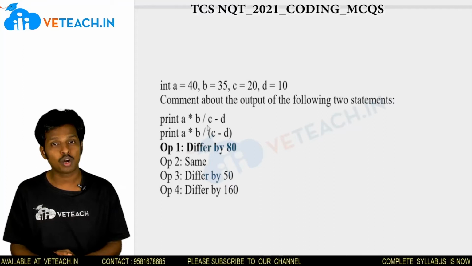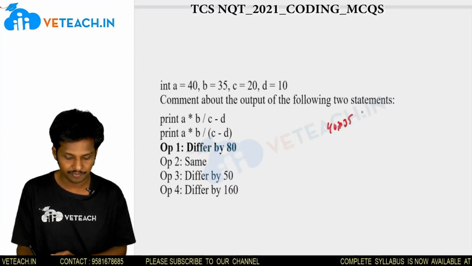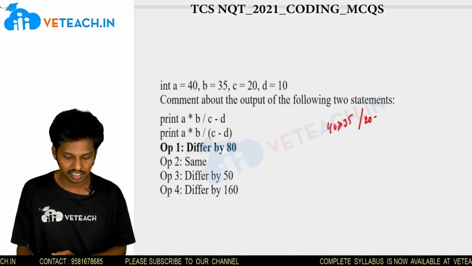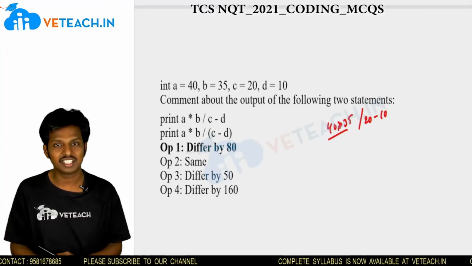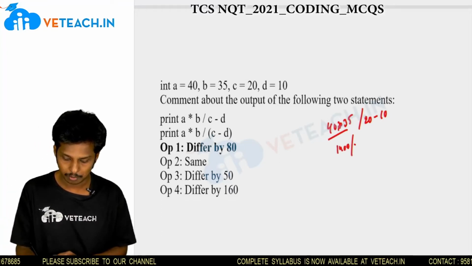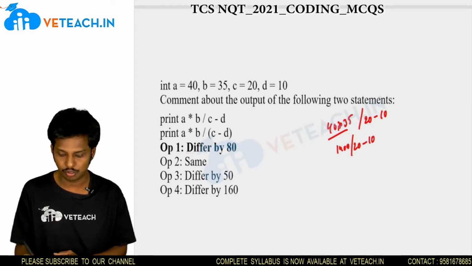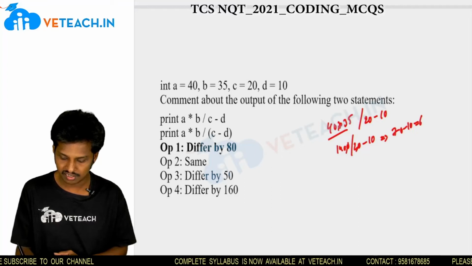So in the first case, if I substitute the values, 40 star 35 by C, which is 20, minus 10. 40 star 35 gets evaluated, where it is 1400, by 20 minus 10. 1400 by 20 will be equivalent to 70, minus 10, that is 60.